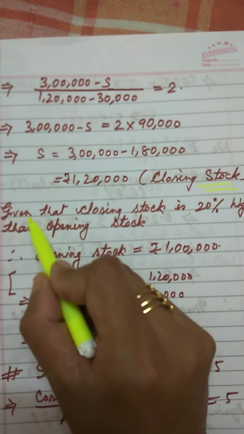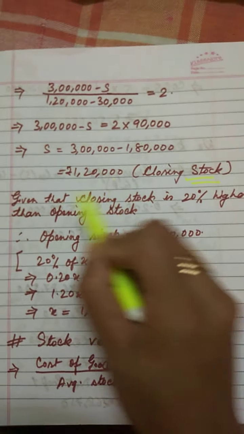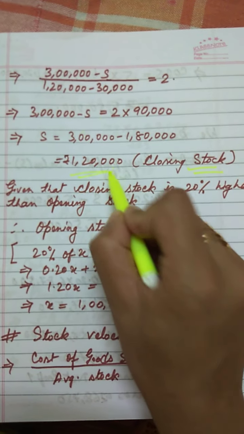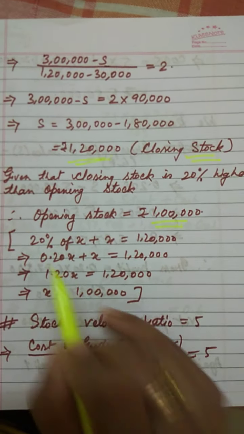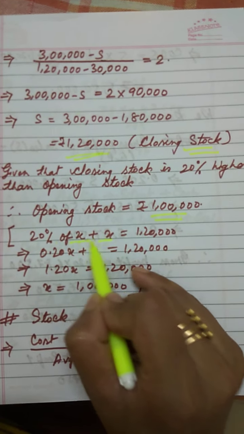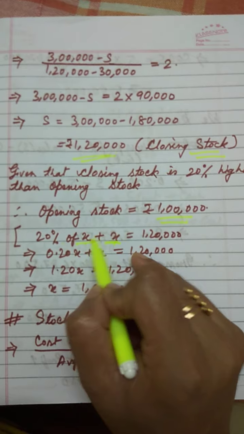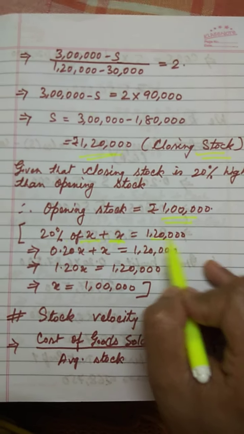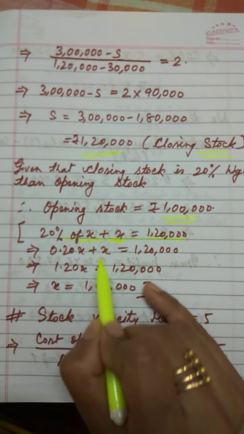Now it is given in the question that closing stock is 20% higher than the opening stock. Now if closing stock is 1,20,000, then opening stock will be 1 lakh. How we have found? By using this formula. 20% of X plus X. Suppose X is the opening stock. Then if X is the opening stock and we have to add 20% of X, that will give you the amount of closing stock. So we have formulated this equation and we have solved for X.